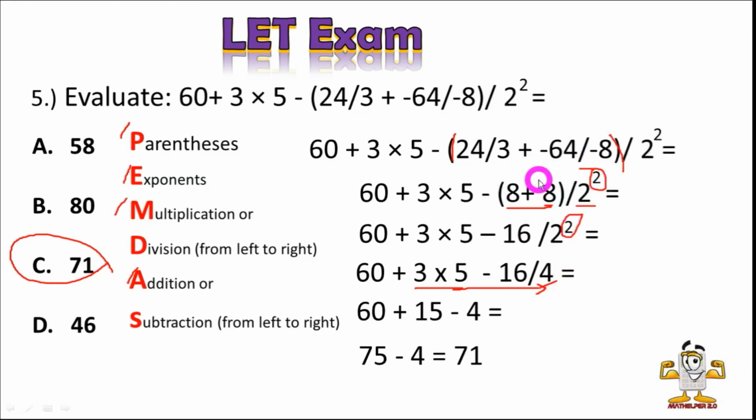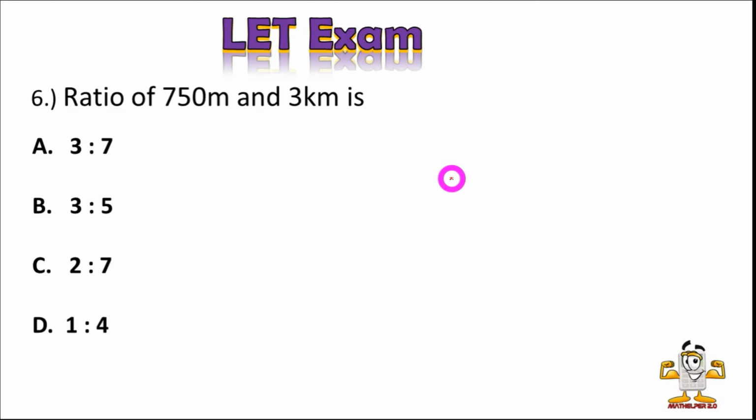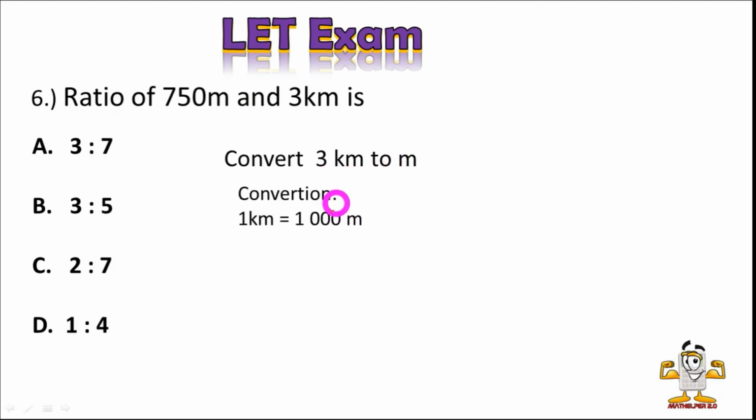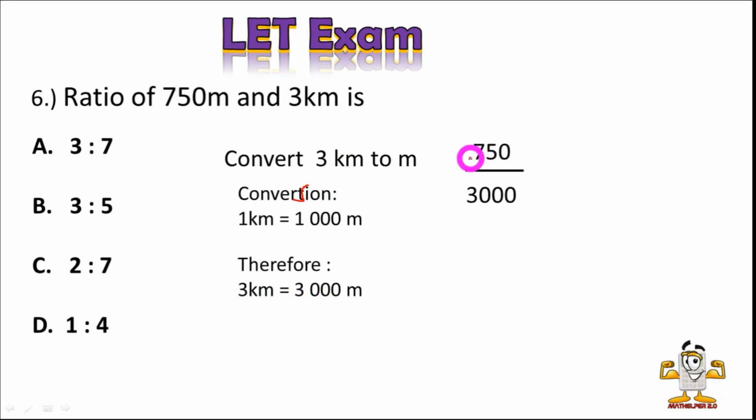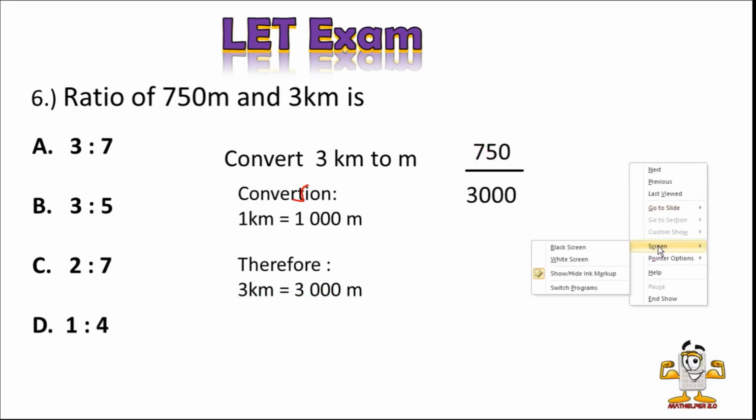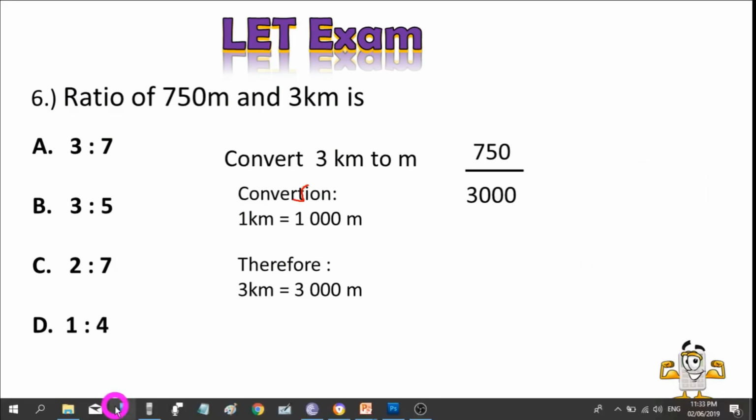Number 6, ratio of 70 meters and 3 kilometers. So convert first 3 kilometers to meters. So conversion po natin is, in every 1 kilometer there are 1,000 meters. So 3 kilometers is 3,000 meters.